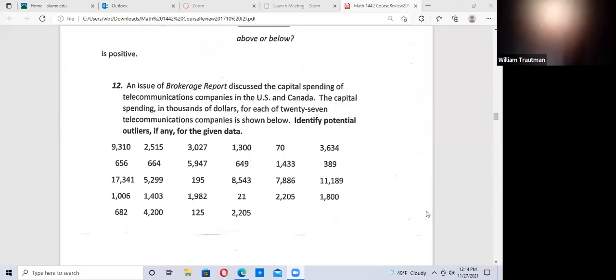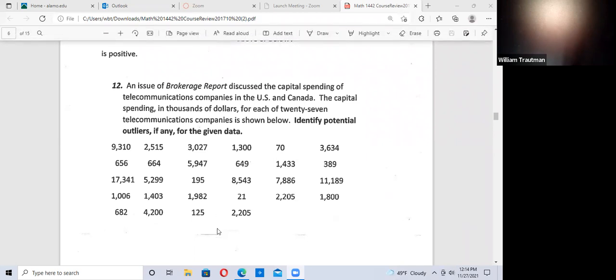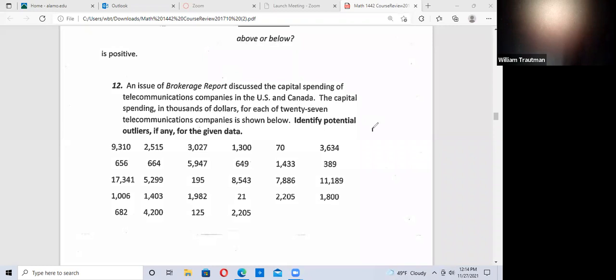So when I come back over here, I'm going to write all my information down. Minimum piece of data was 21. Q1 was 660. Median was 1891. Q3 is 4749.5. And then maximum is 17,341. So we want to find any outliers. To find outliers, you have to find the IQR first.